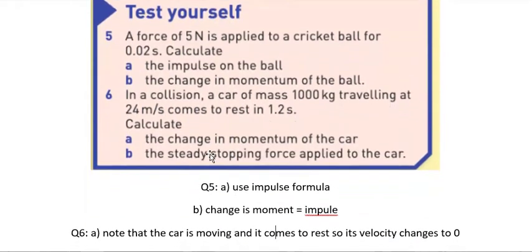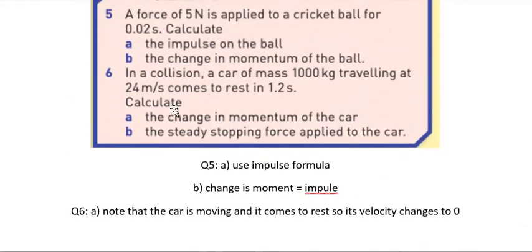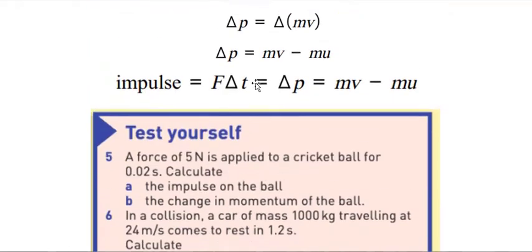And then we have the force that is applied to the car to stop it. This second part I will show you. All the remaining parts you will do yourself. I will show you how to do the second part. So what force do you need? Just consider this formula. If we bring t as the denominator of p, that gives us the force. So we have the change in momentum and we have the time for which it acts. So change in momentum is 1000 times 24 minus 0, divided by the time, which is 1.2 seconds.